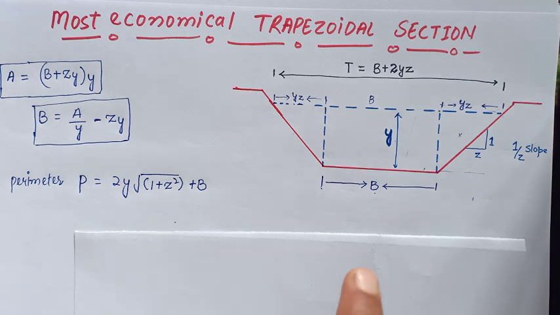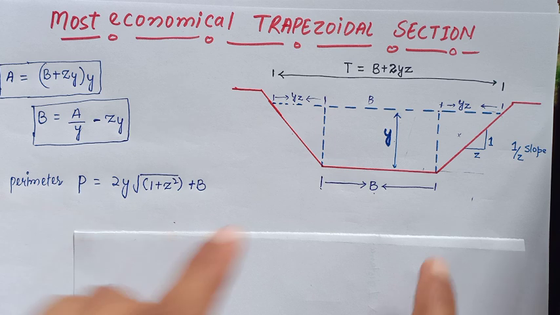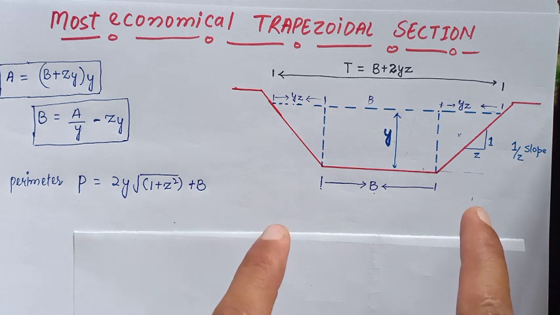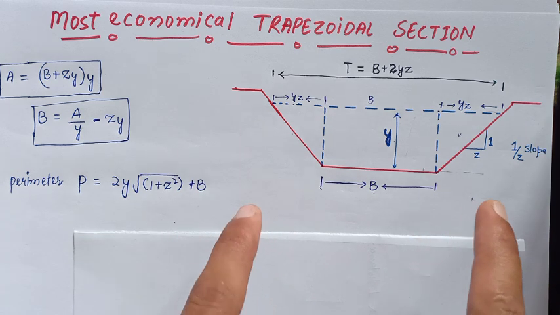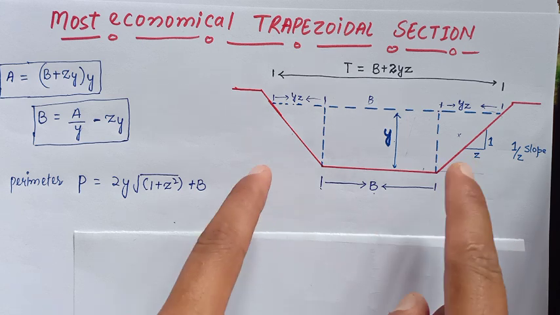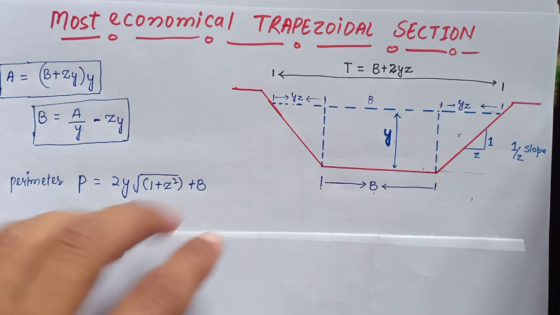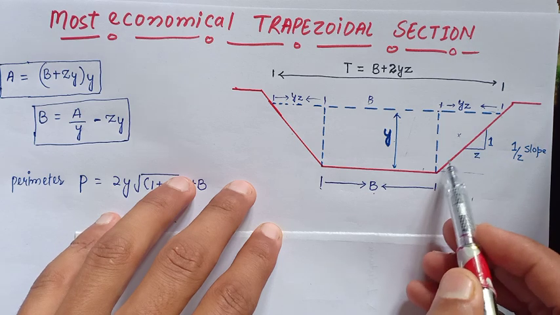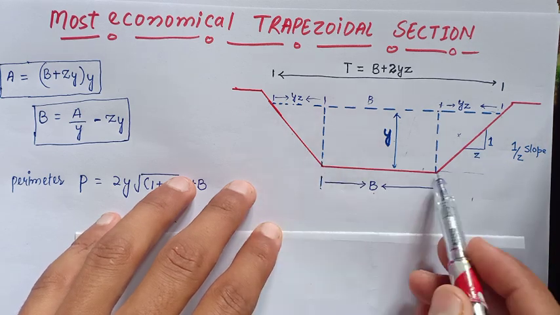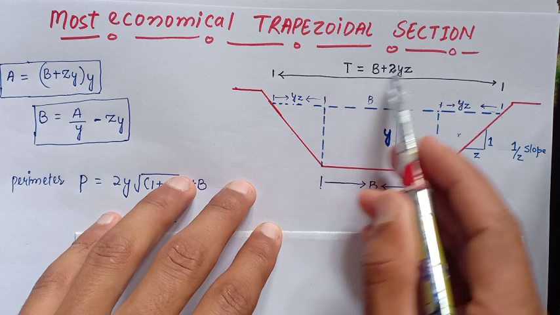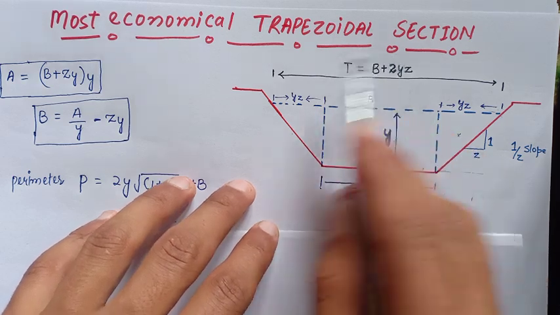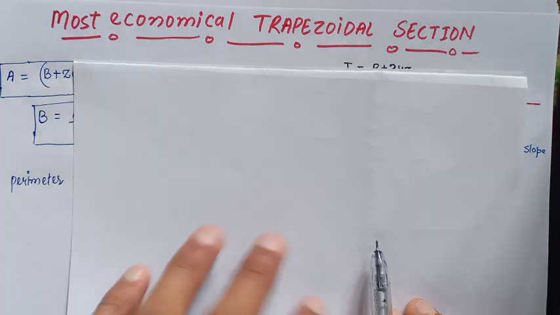So coming to today's topic, we have to find the most economical trapezoidal section. Here I have shown you the trapezoidal section. These are the side slopes, this is the width, and we have to find out the top width. How we can find the top width, I will discuss here.